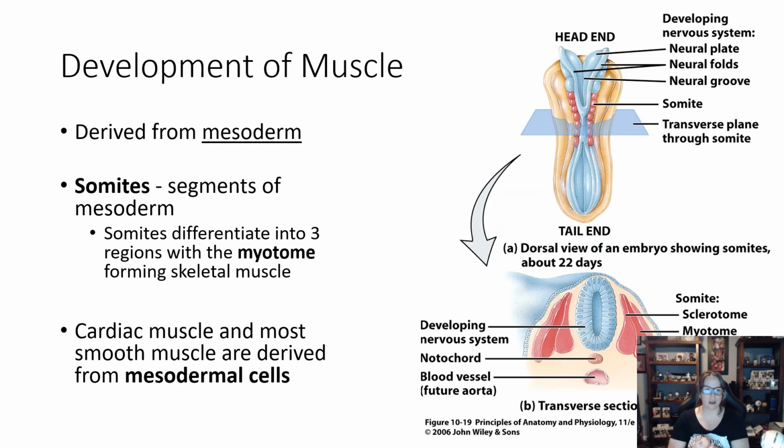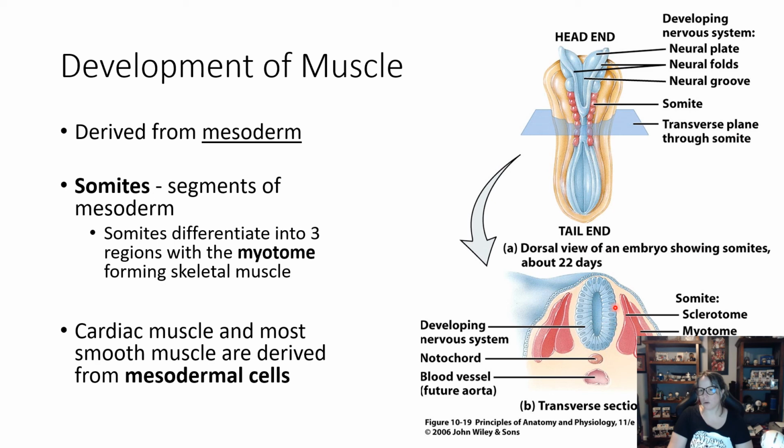Now, the last thing to talk about today is, where does muscle come from? Remember, we have 3 types of germ layers, or embryonic tissue. We have our blue ectoderm, our red mesoderm, and our yellow endoderm. So when we're looking at where muscle is coming from, it's derived from mesoderm. Now, what we're looking at here is an embryo that's almost a month old. Okay, so 22 days.